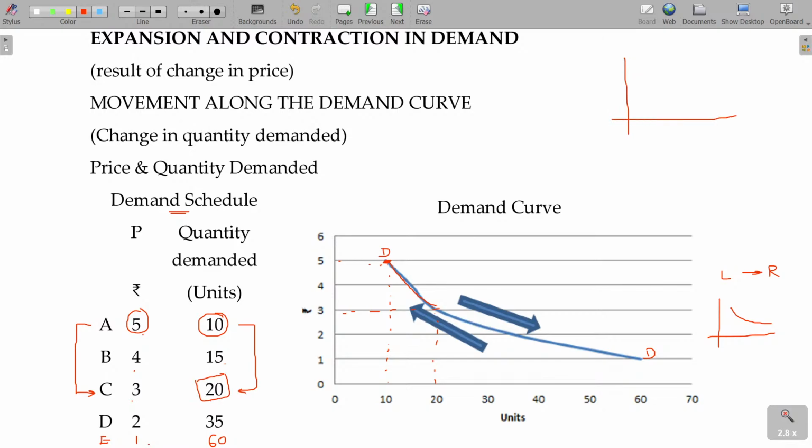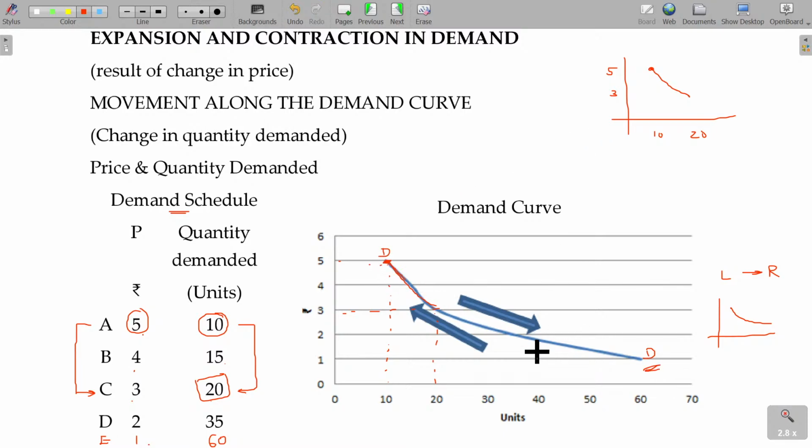If I plot this way, if the price is 5, the quantity demanded being only 10. 5 and 10. If the price is 3, the quantity demanded being 20, maybe here. How does the movement happen? From top to bottom, left to right, along the DD curve. Okay, the movement happens here.